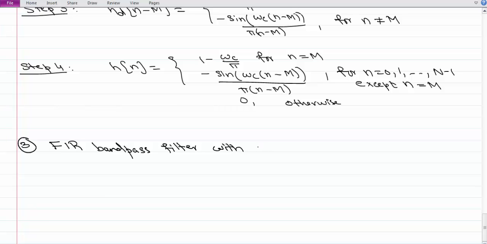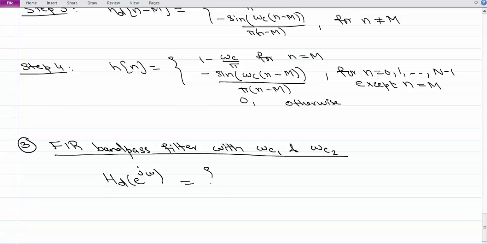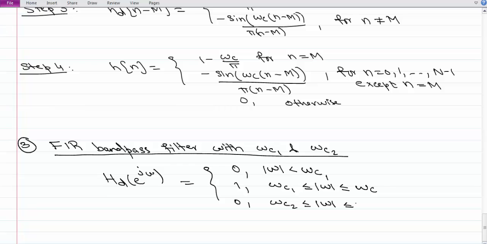with cutoff frequencies omega C1 and omega C2. Again, if you look at the frequency response of that, it is simply equal to 0 for absolute value of omega less than omega C1, 1 for omega between omega C1 and omega C2, and then 0 again from omega C2 to pi. Okay.